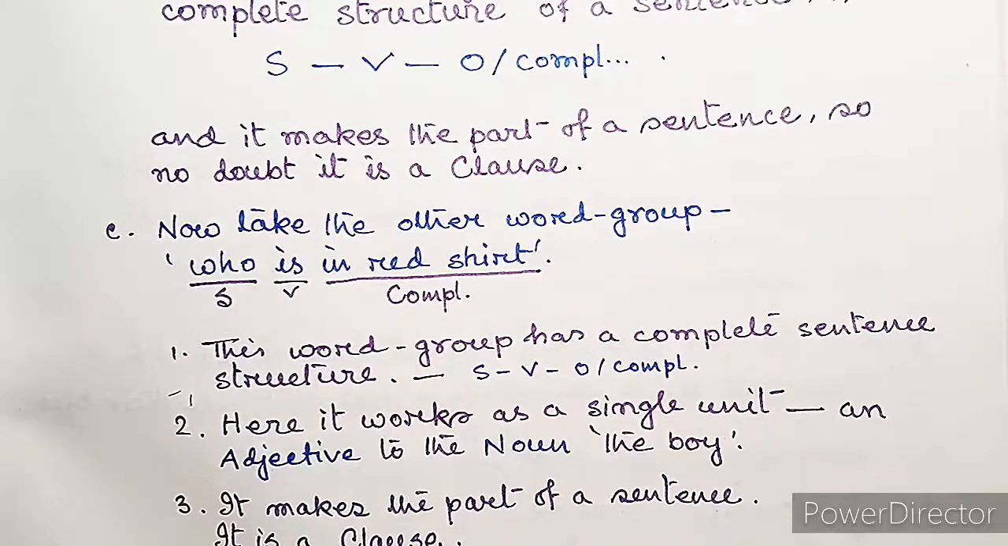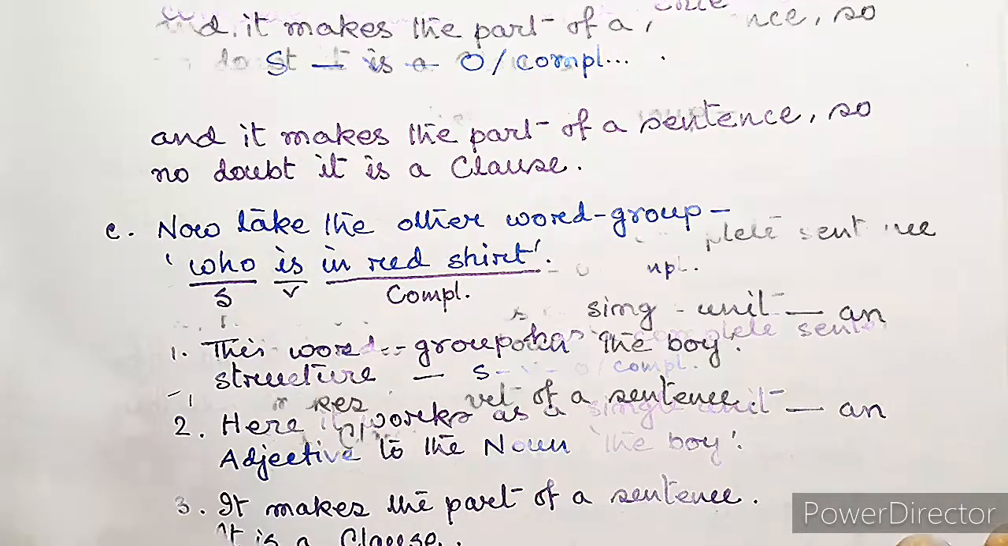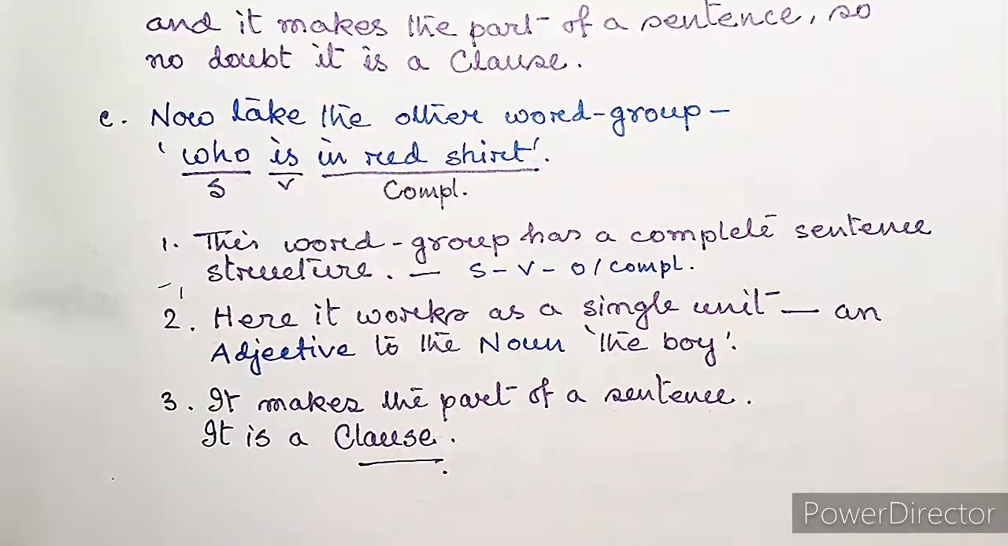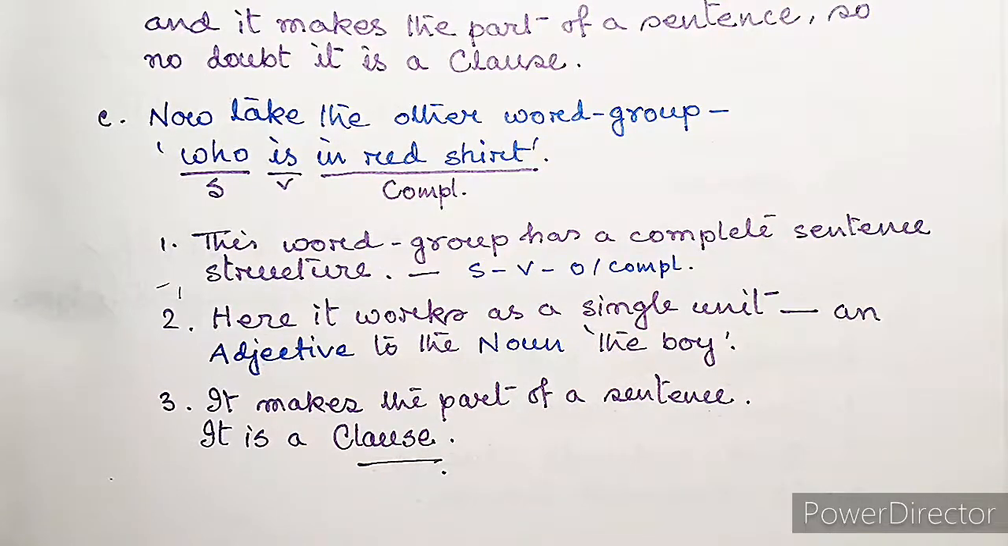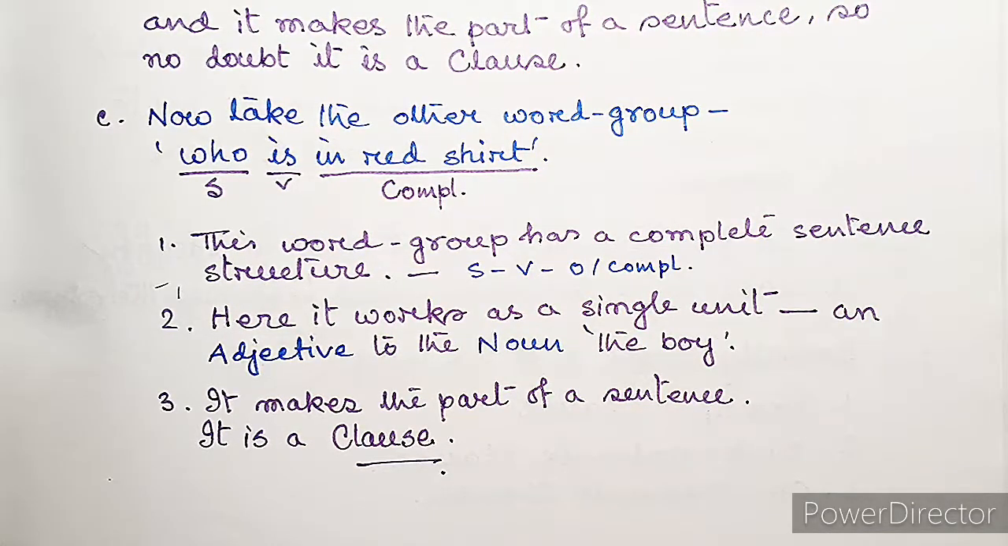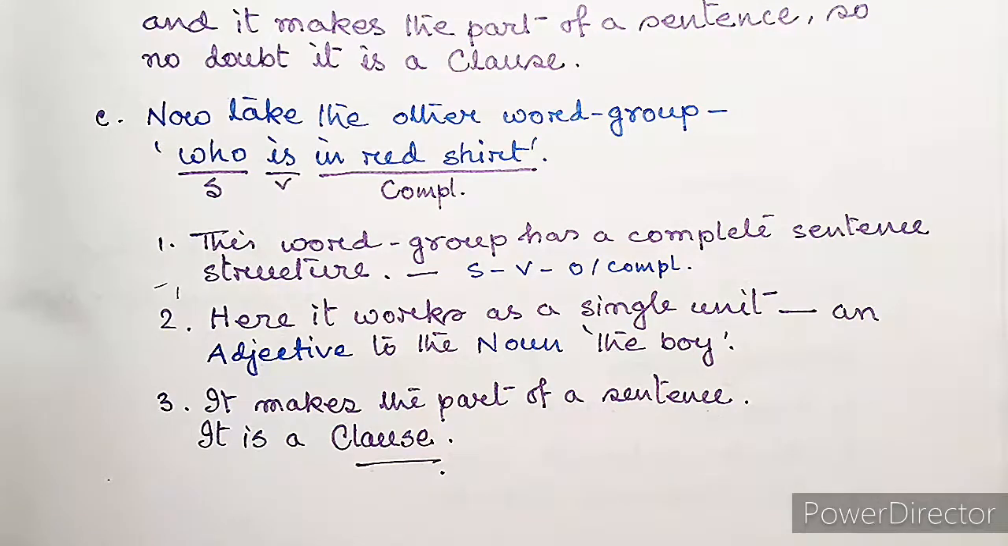Now take the other word group, who is in red shirt. This word group has a complete sentence structure, the subject, verb and object or complement structure. Here it works as a single unit, an adjective to the noun, the boy. It makes the part of a sentence, it is a clause.